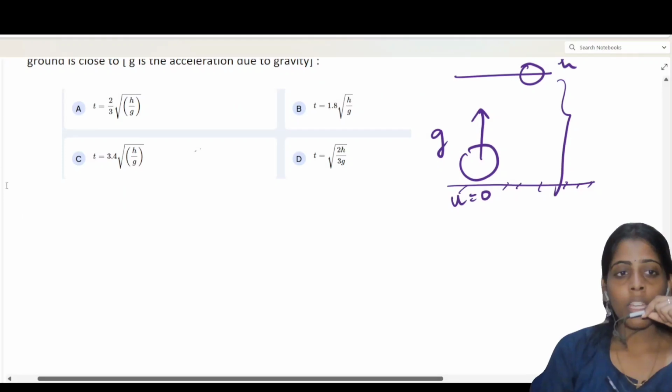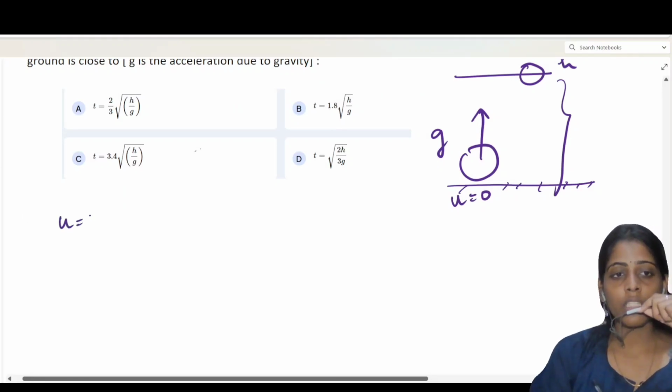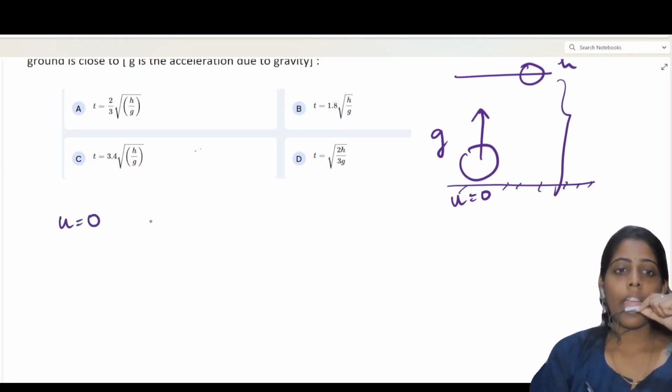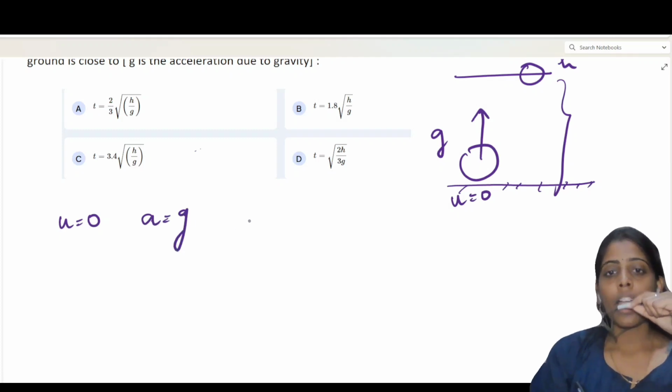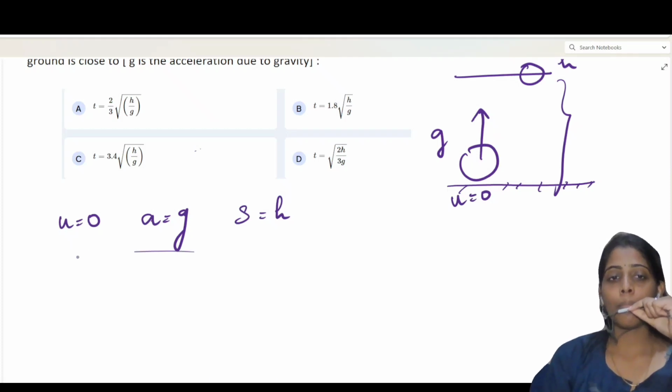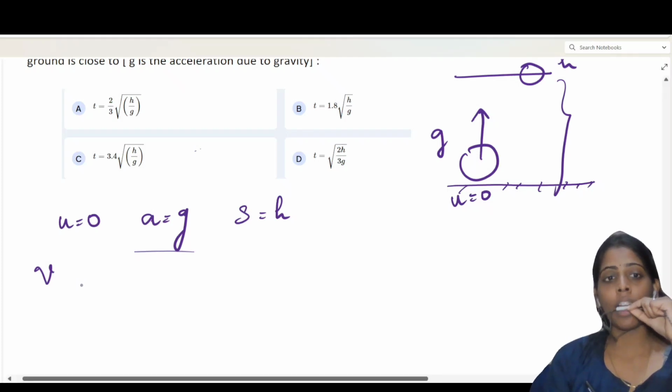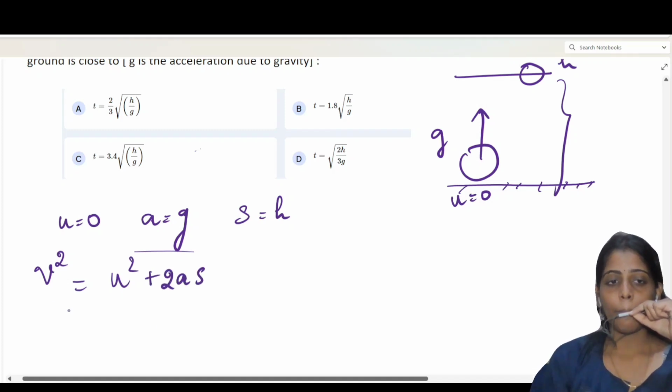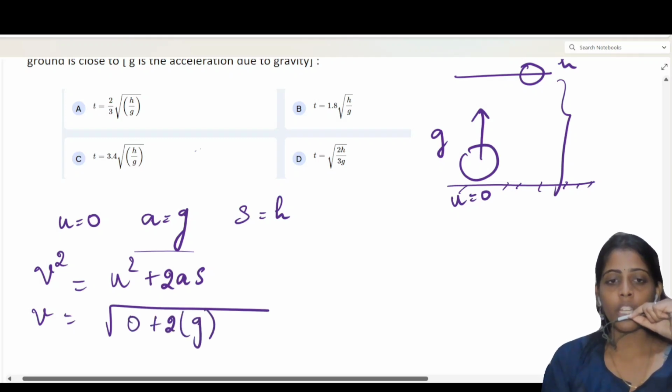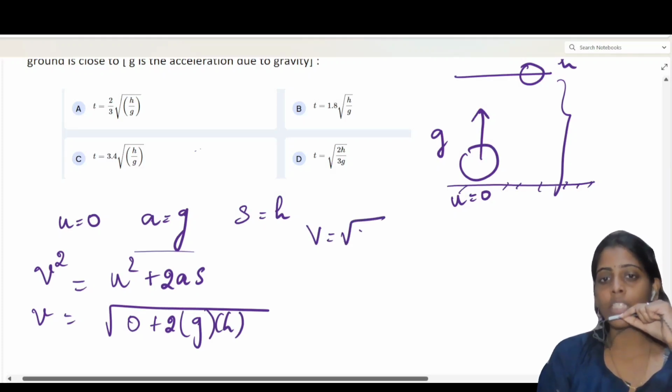Initially the helicopter is at rest, so my u will be 0, the acceleration is g, and the distance it covers is height h. With all these parameters available, we will first find the final velocity of the helicopter at height h, using this formula: v square is equal to u square plus 2as. So my final velocity will be root of 0 plus 2 into g into h. The final velocity of the helicopter at height h is root 2gh.